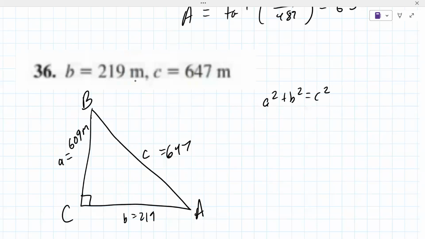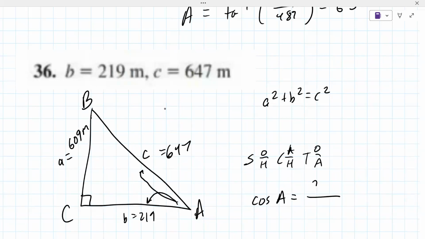Always forget your units there. Okay. Now to find the angle A, let's just say we wanted to find A. We really want to use the given sides, that one and that one. Which trig function should we use? Which trig function uses the one right next to it and the one over here, the longest one? Cosine. So you can say cosine of A equals 219 over 647.